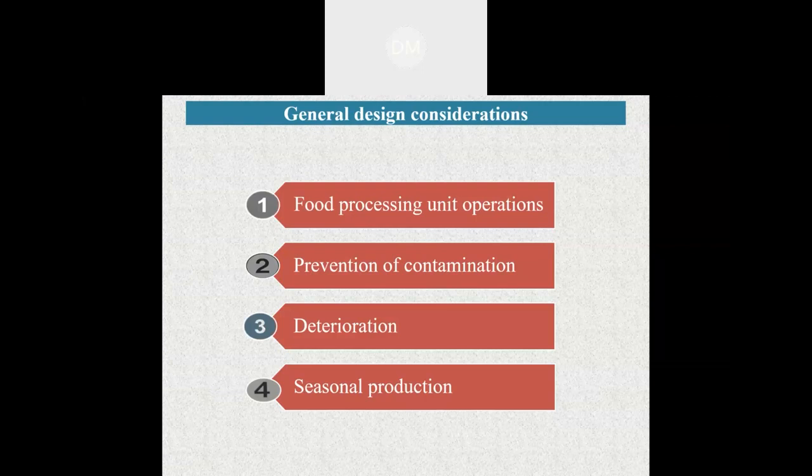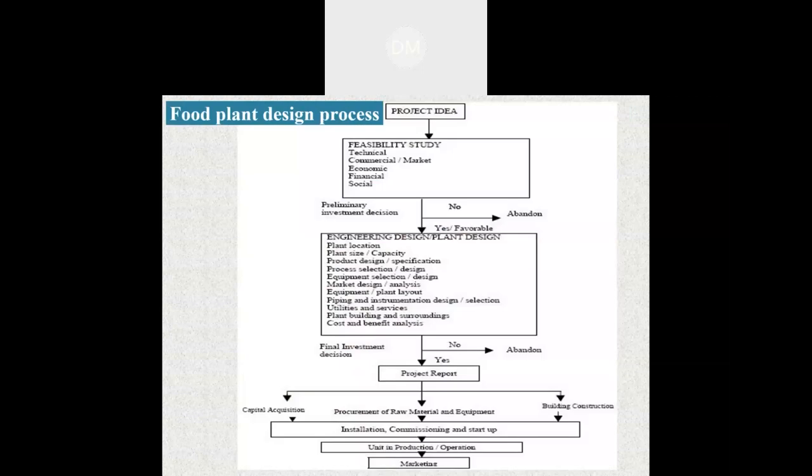So after ripening of mango, immediate processing is required. Suppose the processing is delayed, at that time there is over ripening and maybe chances of spoilage of mango. Okay. So these are some design considerations for plant design. Then food plant design process.